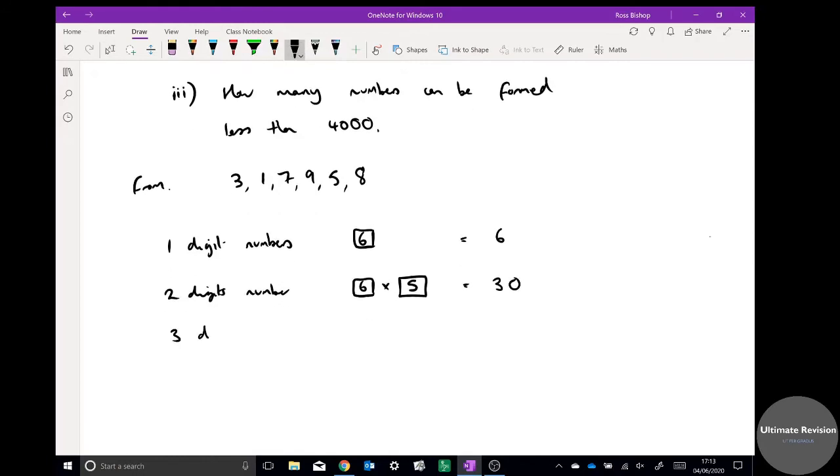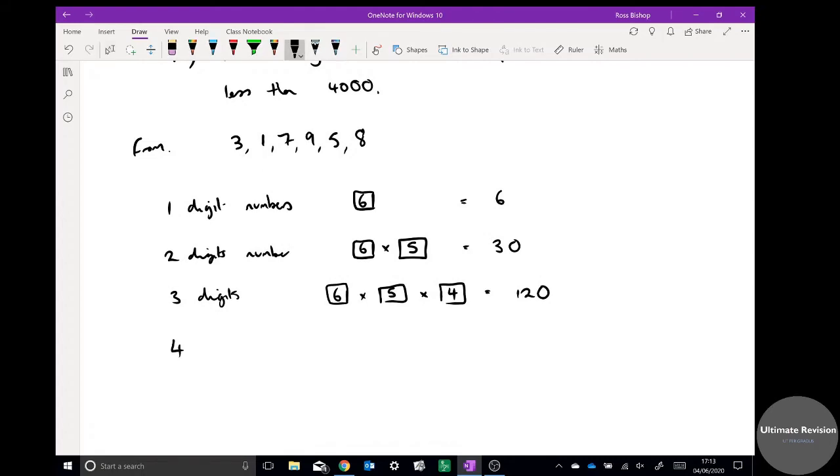What about 3 digits? For 3-digit numbers, it's not about even or odd, it doesn't matter here. For the first number, again, it could be anything, couldn't it? It could be any of the numbers to begin with, which means we've got 6, then 5 and then 4. So that is 120 different ways for the 3-digit numbers.